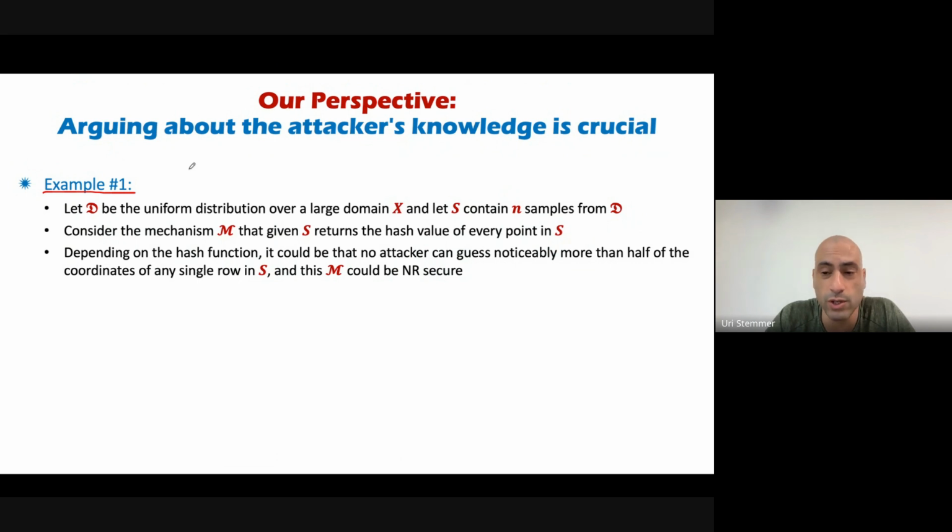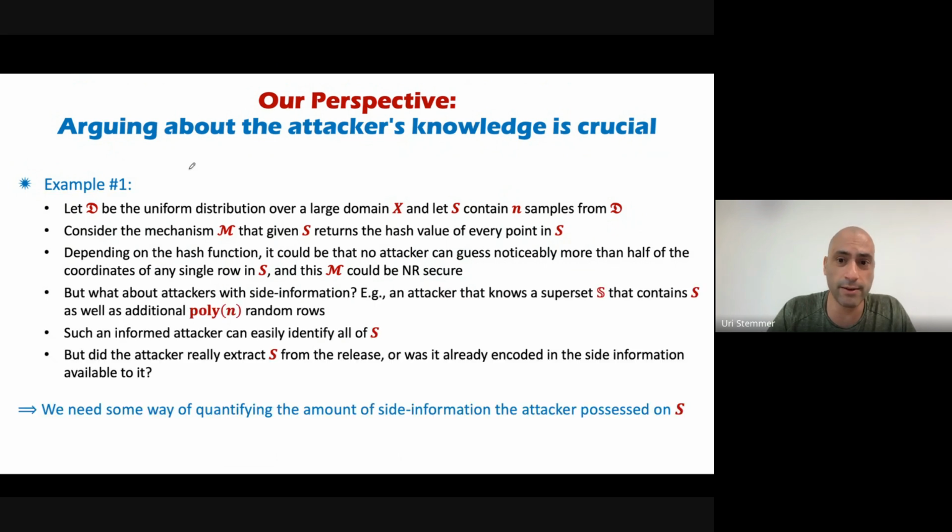Suppose that the underlying distribution D is uniform over some large domain, and then S contains n samples from this distribution. Now suppose that the mechanism M takes S and releases the hash value of every point in S for some hash function. Now, for an appropriate choice of this hash function, you could easily show that no attacker, even unbounded, can reconstruct points from S from this release, and you can actually even show that this mechanism satisfies the definition of Narcissus resiliency.